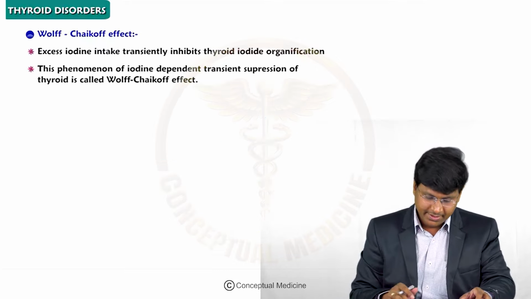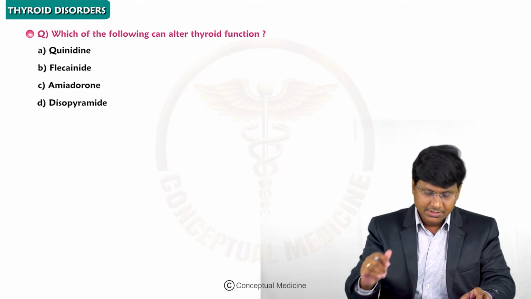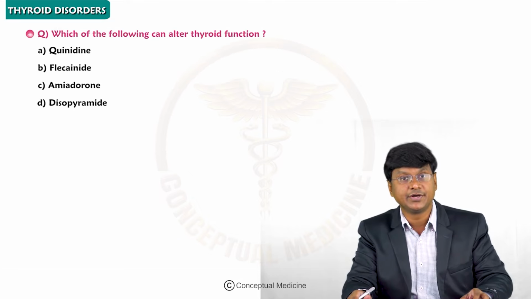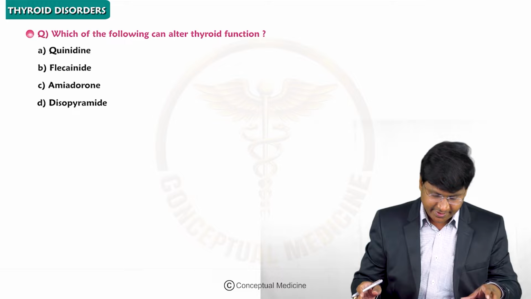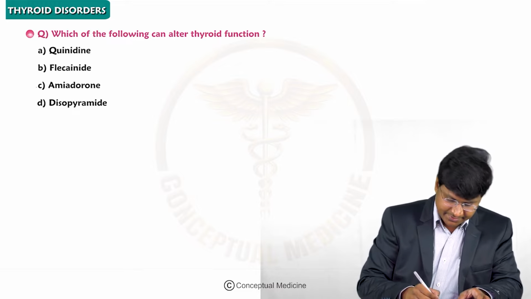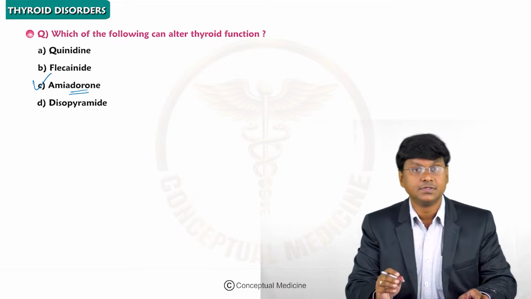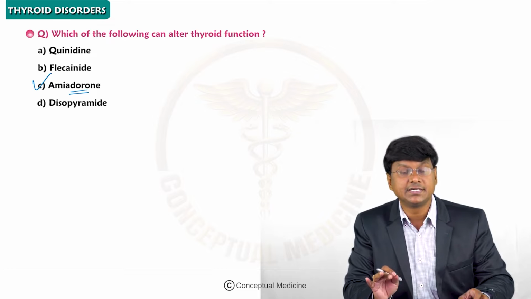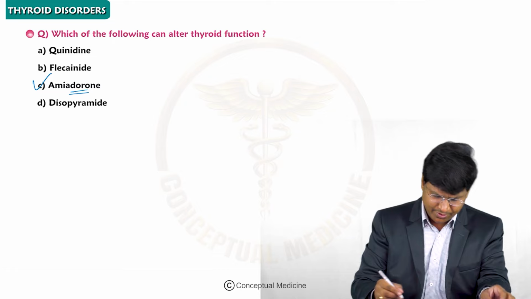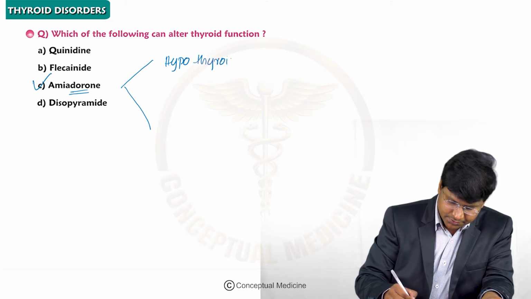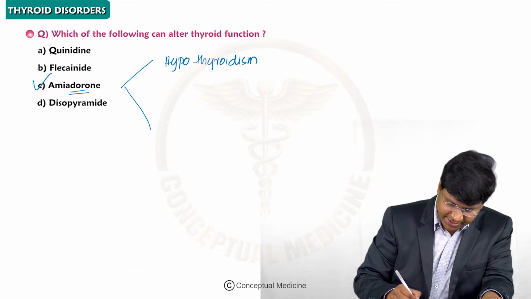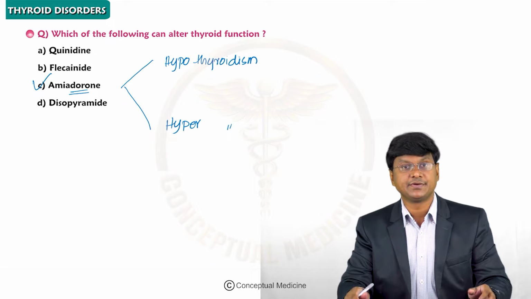Now let me discuss the drug which will alter the thyroid function. The options are quinidine, flecainide, amiodarone and disopyramide. Please remember, the answer is amiodarone. So amiodarone can alter the thyroid function. It can cause either hypothyroidism or hyperthyroidism.